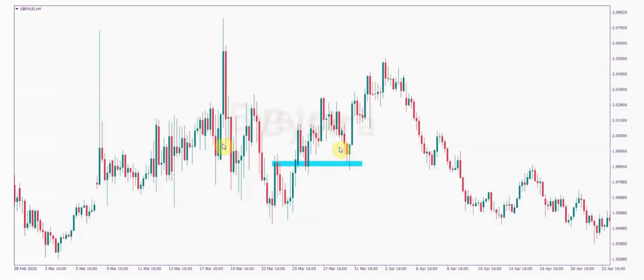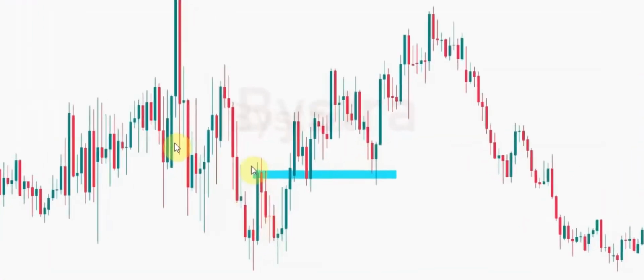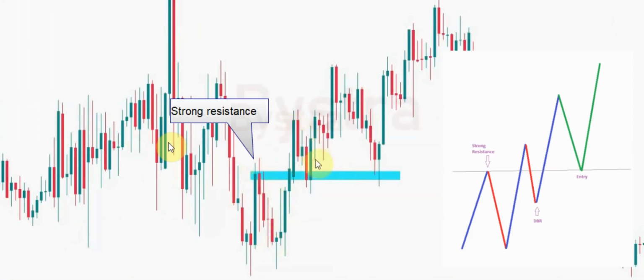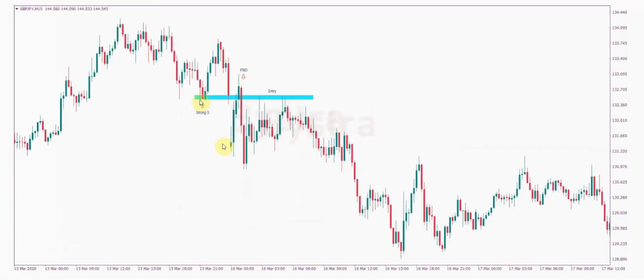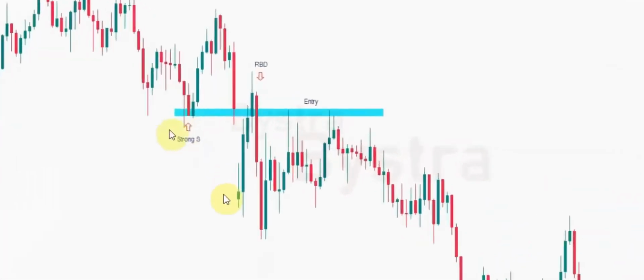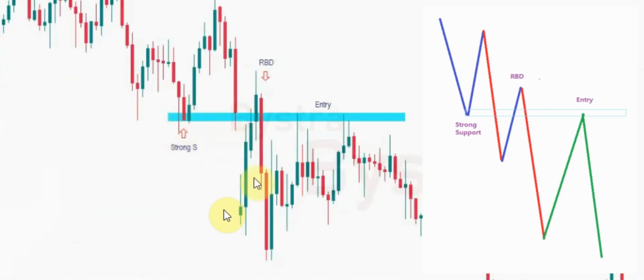Alright, here is the example of the SNRC2. We have strong resistance, and then we have drop-based rally, and then price came back and continued to fly. Okay, and here is another example. We have strong support, and then we have rally-based drop.